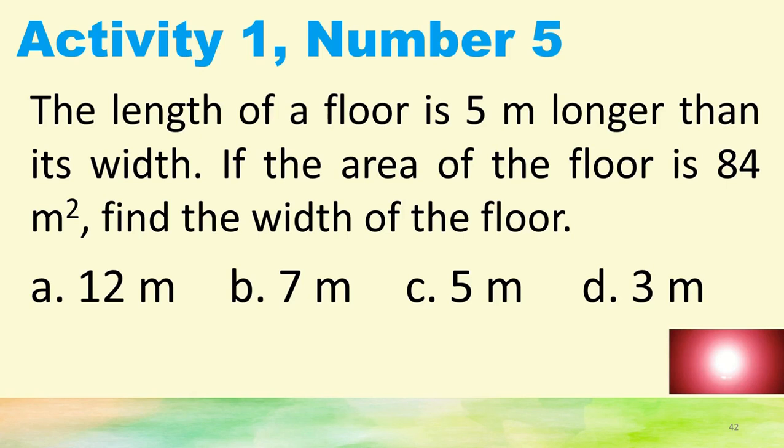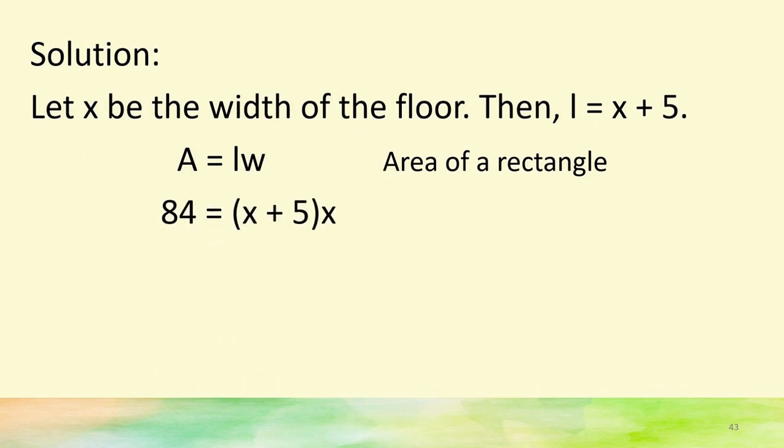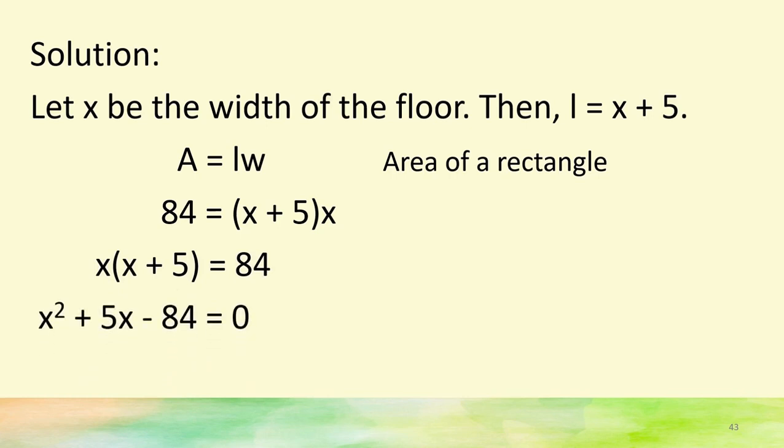What is your answer? Let's see if we have the same answer. Okay, let x be the width of the floor, then the length we have is x plus 5. So the area, we have length times width. Your area is 84, the length is x plus 5, and the width is x. By distributive property, it becomes x squared plus 5x, and then you transfer 84 to your left side, it becomes minus 84 equals 0.